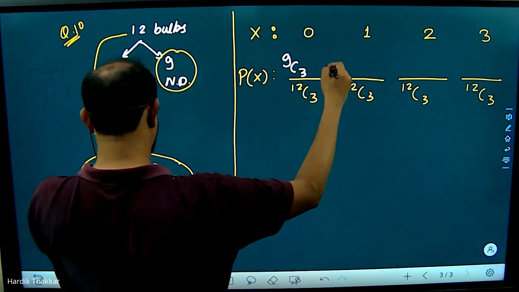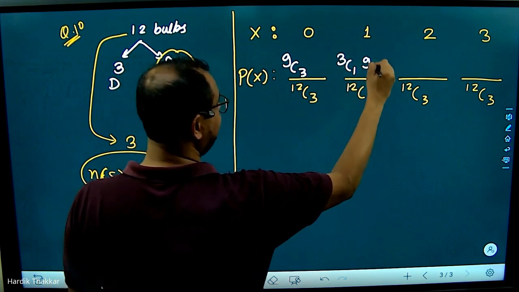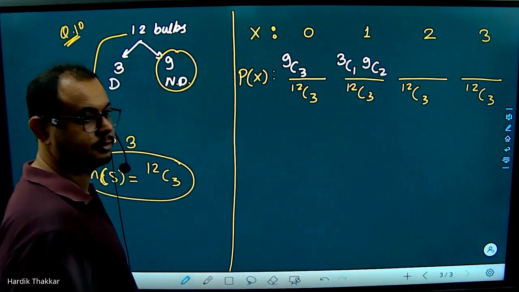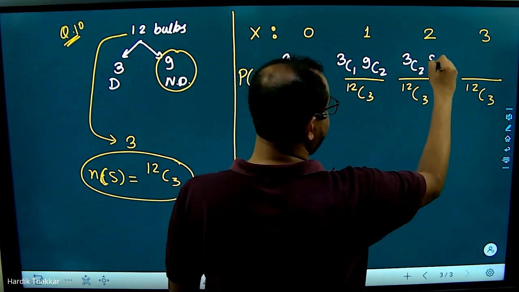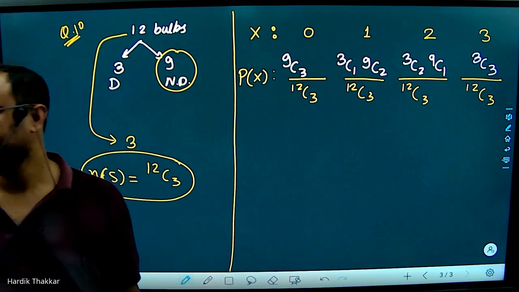In the second case, one defective and two non-defective. So the numerator will be 3C1 into 9C2. Then two defective and one non-defective: 3C2 into 9C1, correct. And then 3C3, correct. Okay, further you can solve and you can cross check your answer.